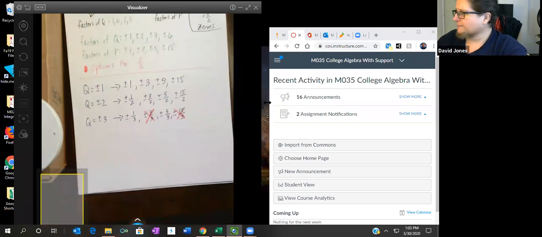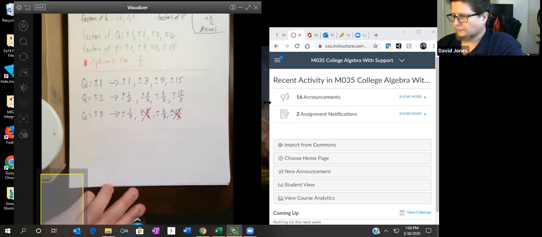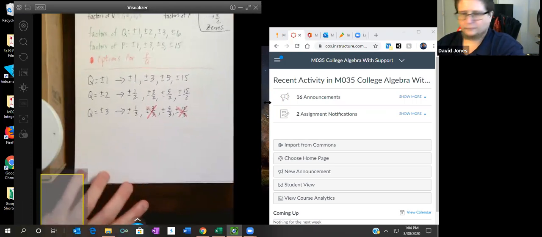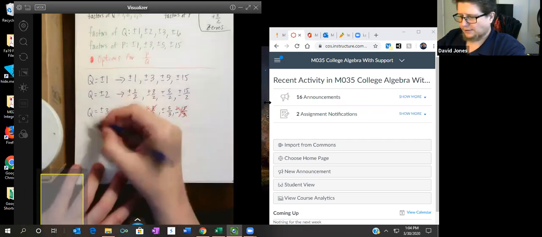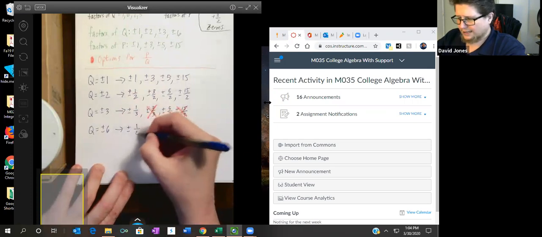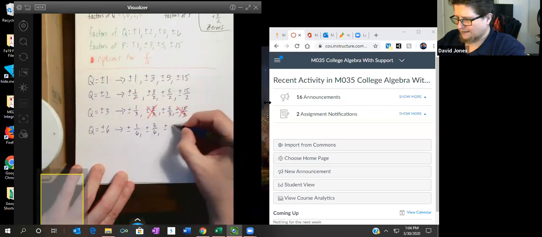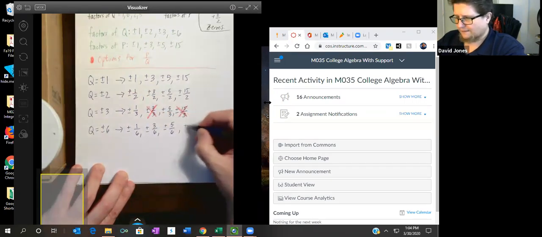Why don't you guys try the same for Q equals 6? And make sure to simplify when you're done. Go ahead and pause it while you're working if you would. All right. Q equals plus or minus 6. I get 1 over 6. I get 3 over 6. I get 5 over 6. And I get 15 over 6.